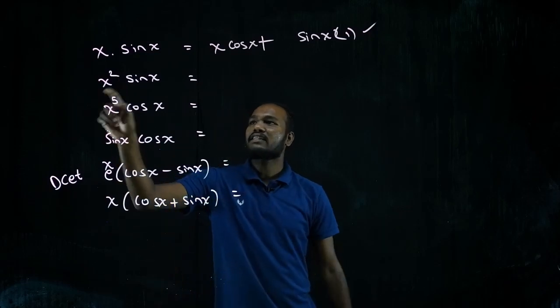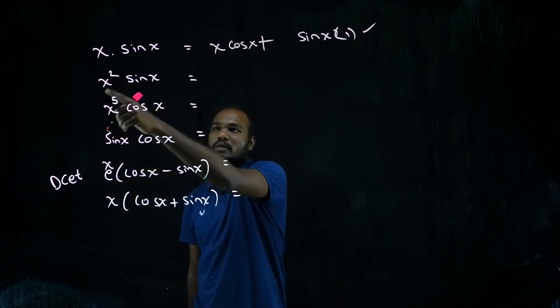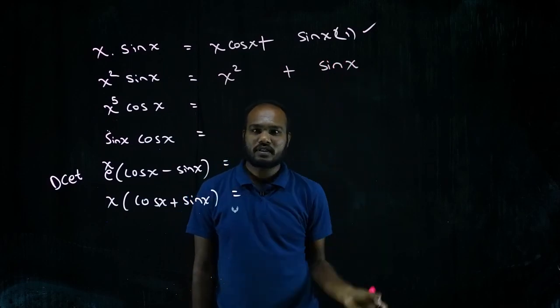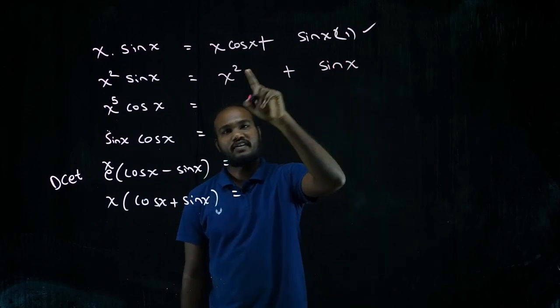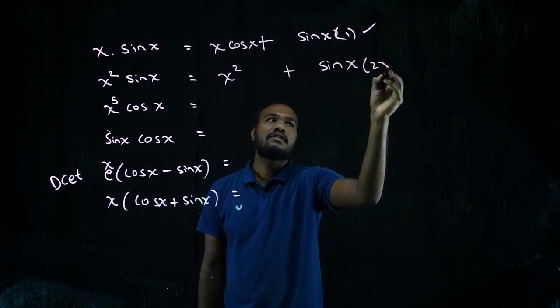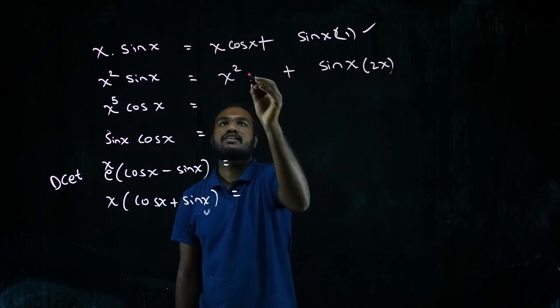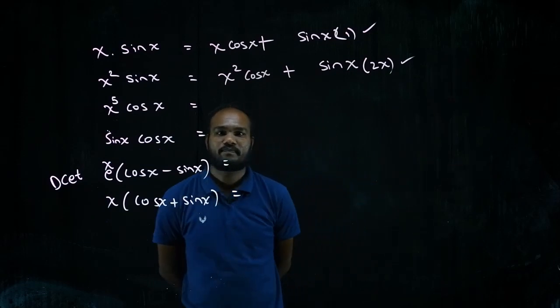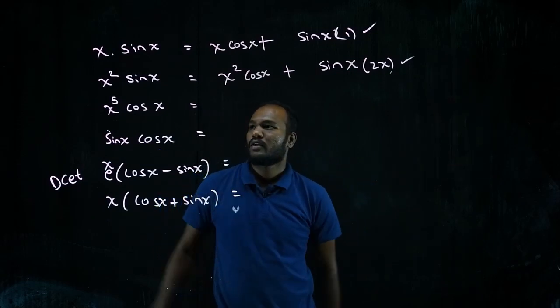Next question. x square sin x. There are two functions. I write x square first and sin x second. Okay. This differentiation here, this differentiation here. So x square differentiation is 2x. sin x differentiation is cos x. Done. Simple. Right? Simple. Okay, next.